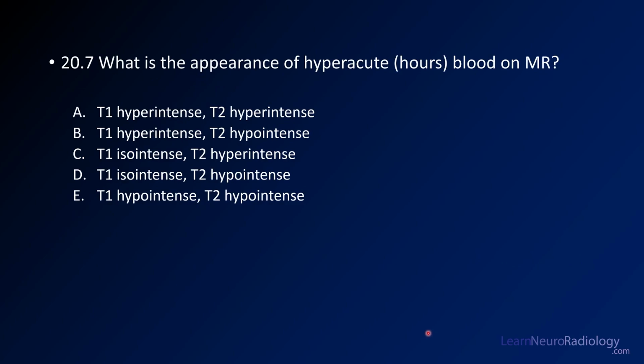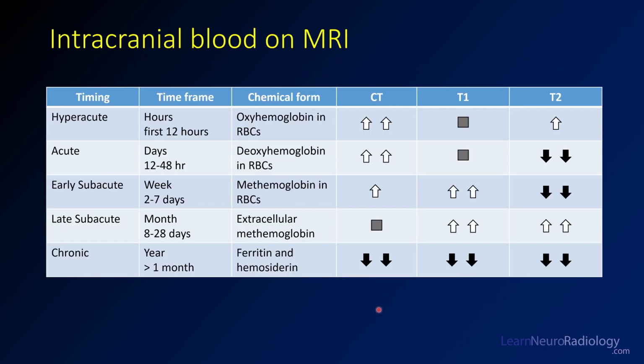Question 7. What is the appearance of hyperacute blood on MR? So with this one you have to think about how blood evolves over time. Your options here are really about T1: what is T1 likely to look like? What is T2 likely to look like? And how is it going to be evolving over time? Is it bright? Is it isointense? And so forth. So you want to think about what happens over time.